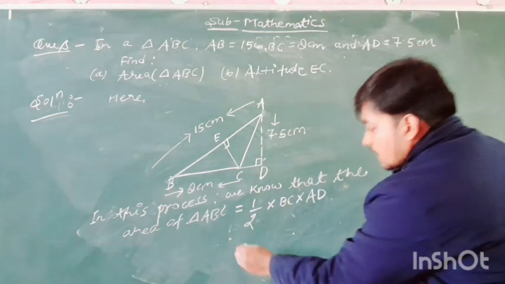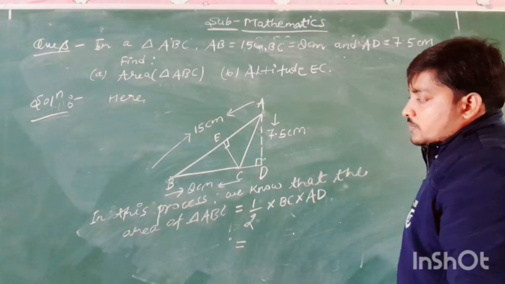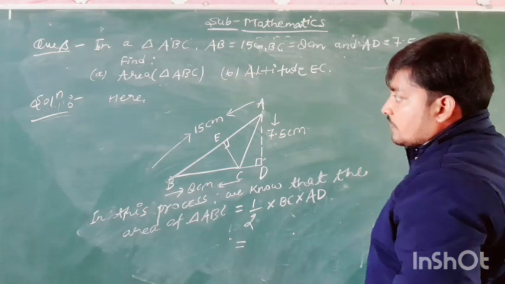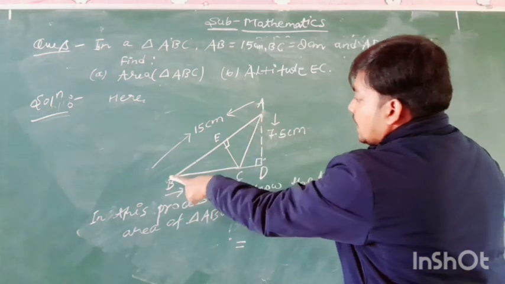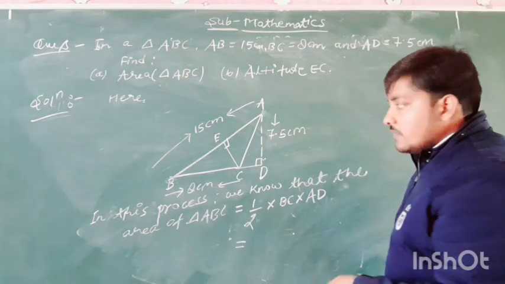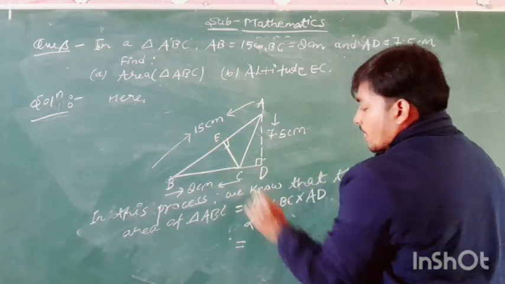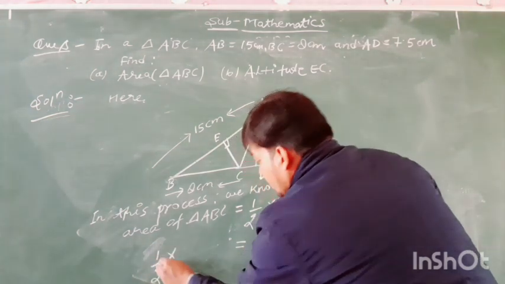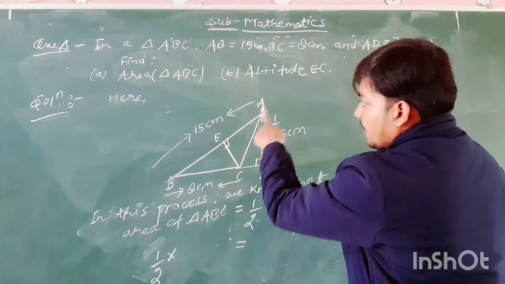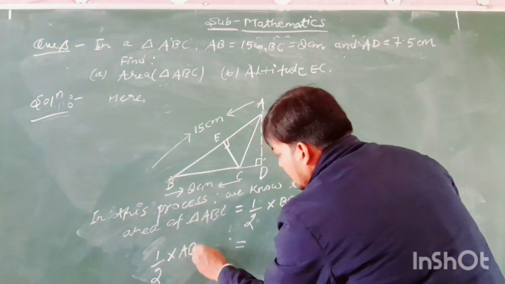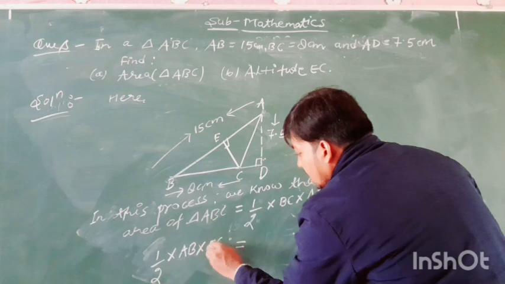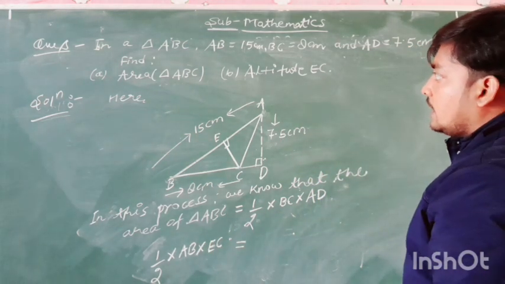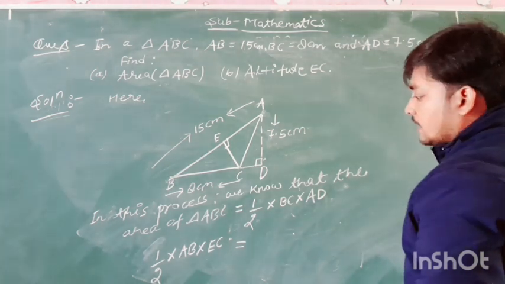And again we have to write the area of the triangle ABC in the other way. If we consider base AB, then the respective height is EC. So one by 2 into base will be AB and respective height is EC. We have to find area of a triangle ABC and altitude EC.